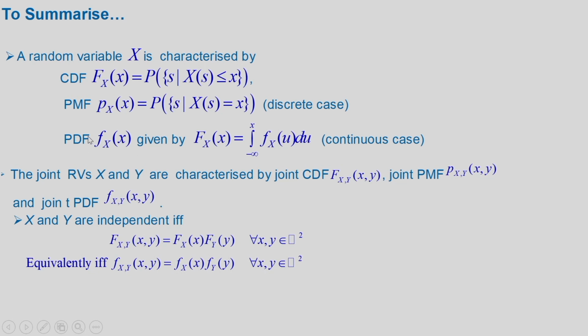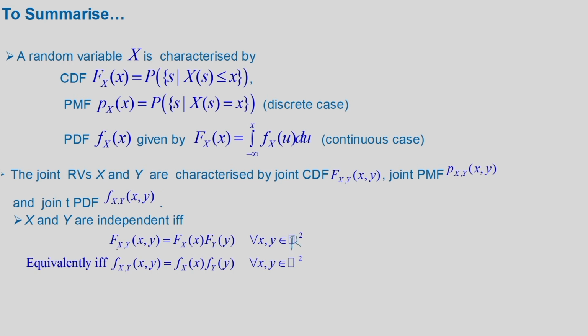Similarly, we define the PDF, probability density function. It is given by this expression. We also noted that joint random variables x and y are characterized by joint CDF, joint PMF and joint PDF. These are the corresponding functions. We have defined joint CDF, joint PMF and joint PDF. And we introduced one very important concept: x and y are independent if and only if the joint CDF is equal to the product of marginal CDFs for all x, y belonging to R2.